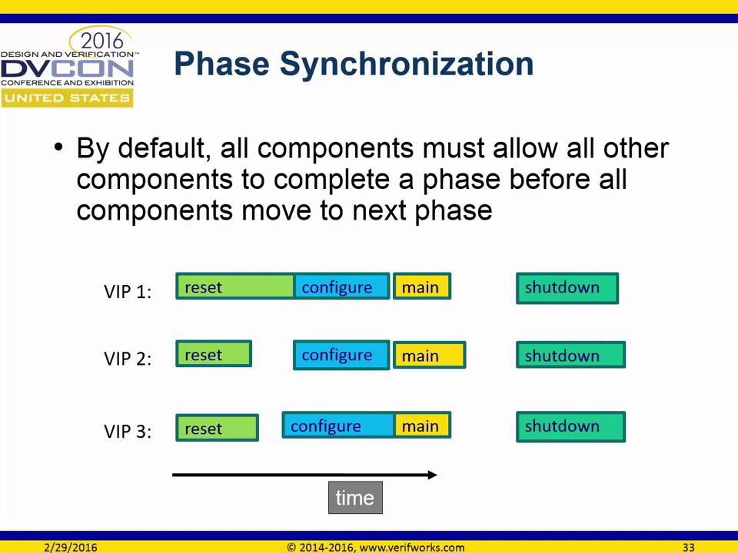Also remember that your VIP or any other IP in the simulation needs to go through this. And that is what this slide is describing here. By default, when you are in a certain phase, all the components need to finish that phase before you're allowed a jump out of the phase. You cannot have a VIP1 in main and VIP2 in reset. All of them will be in the same phase, which also means that you have to make sure that each of these VIPs is capable of handling your jump.